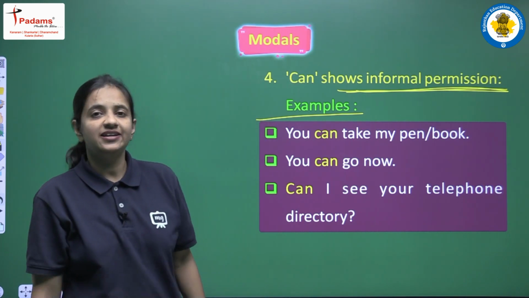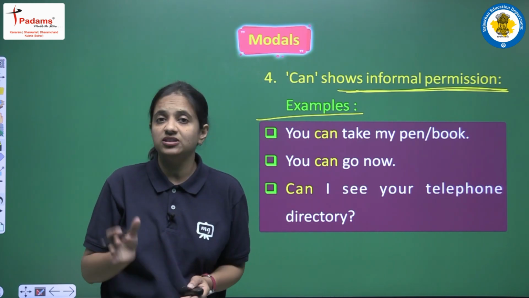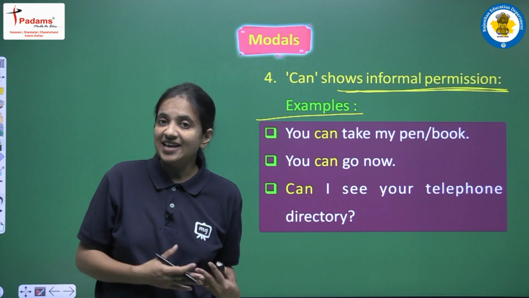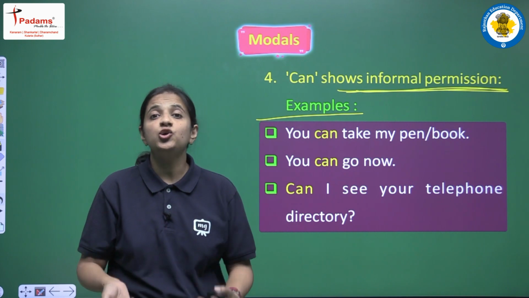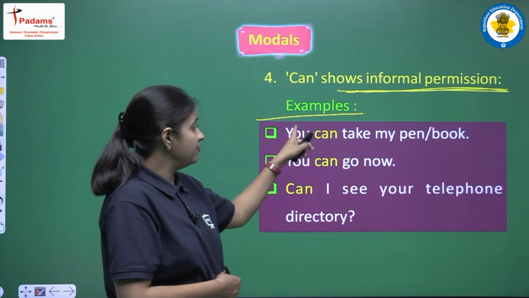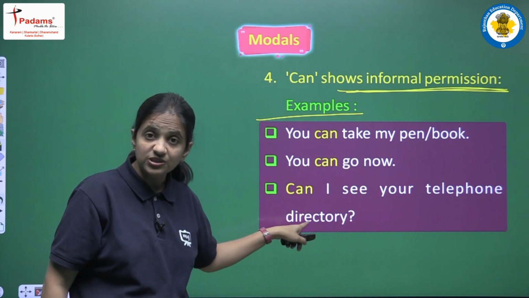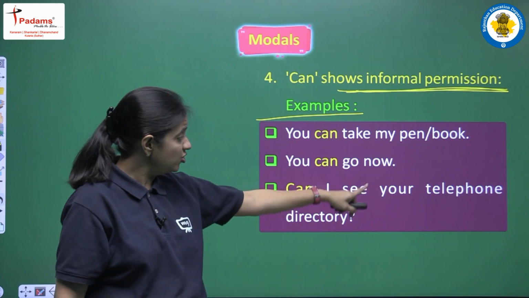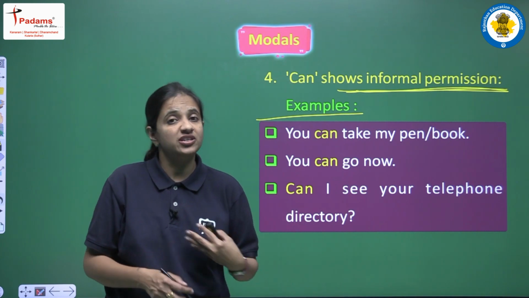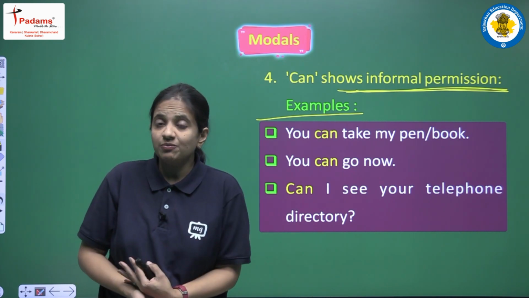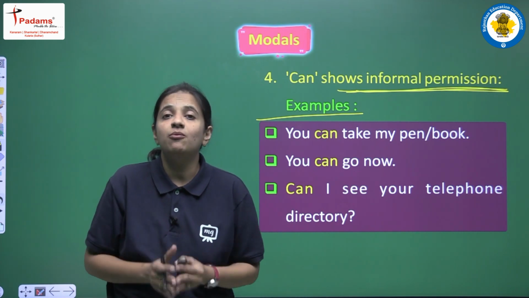So the first thing that is clear here is that can is used for informal permission. Just be very careful about this word, informal permission. And second, can is used both ways, to give permission or to take permission. Here we have you can take my pen, so we are giving permission, and here we are asking for permission: can I see your telephone directory. So in informal permission, both to give and to ask for permission, can is used, but only in informal permission.